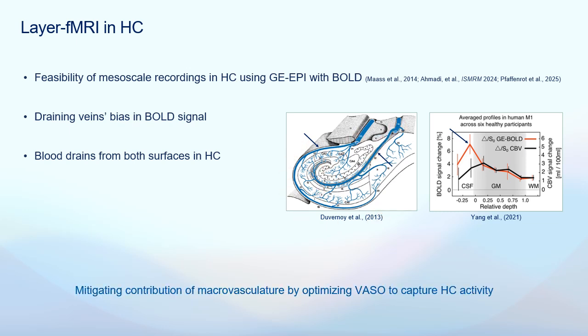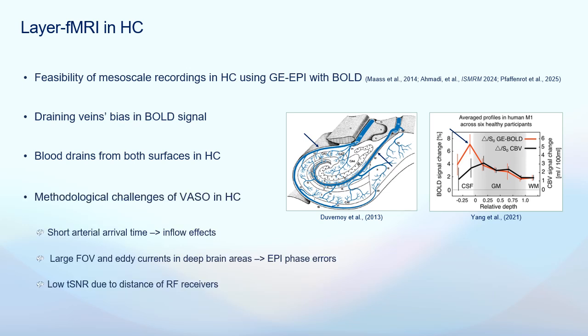The aim of this study was to mitigate the contribution of macrovasculature by optimizing VASO to capture hippocampal activity. Nonetheless, there are a few methodological constraints regarding the application of VASO in the hippocampus.